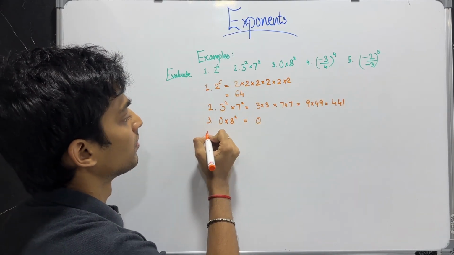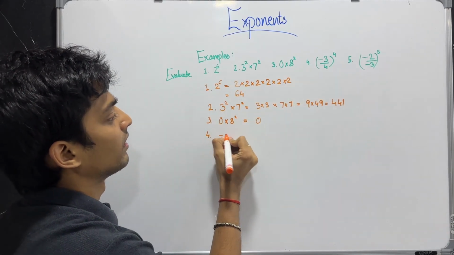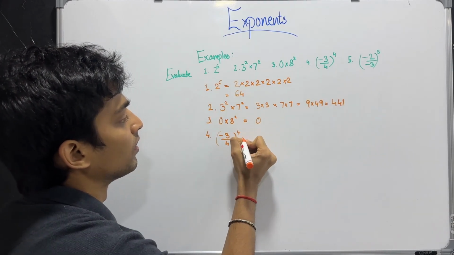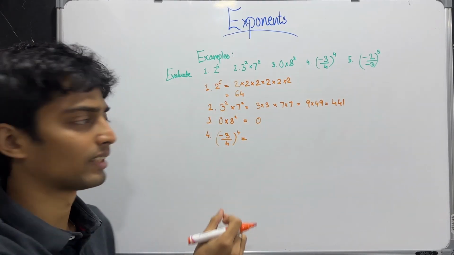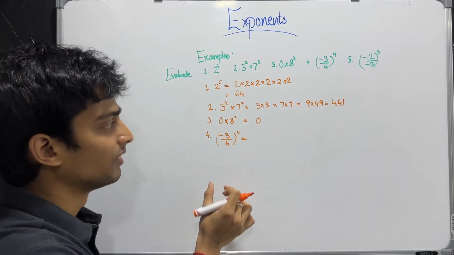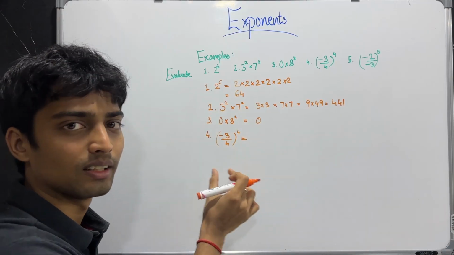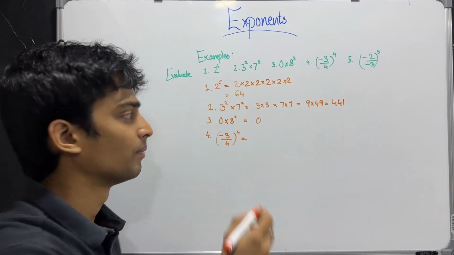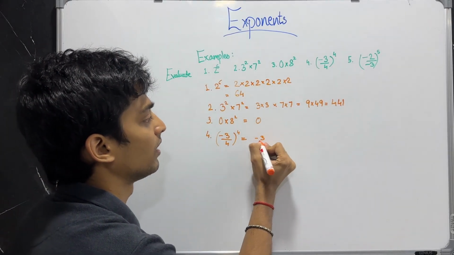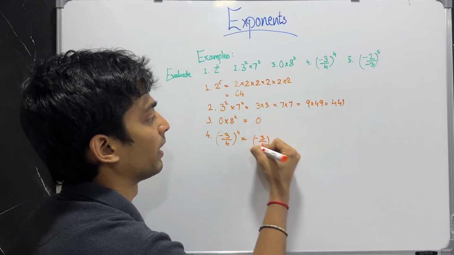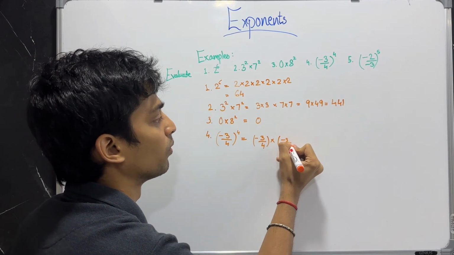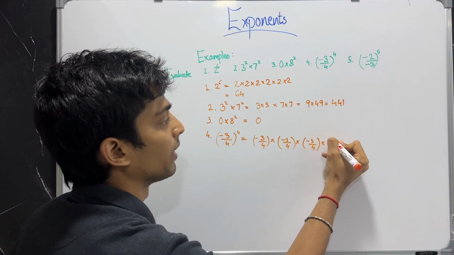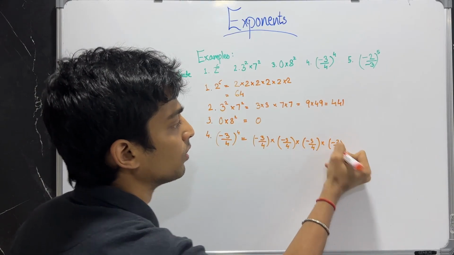Fourth, minus 3 upon 4, the whole raised to 4. So now we have a fraction which is raised to 4. The whole fraction is raised to 4. So this fraction will be multiplied by itself 4 times. So you will get minus 3 upon 4, you can write in bracket, multiplied by minus 3 upon 4 multiplied by minus 3 upon 4 multiplied by minus 3 upon 4. So we got it 4 times.